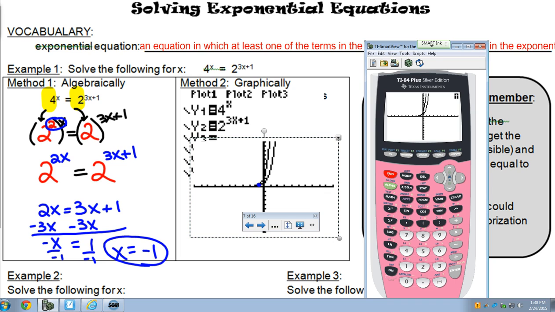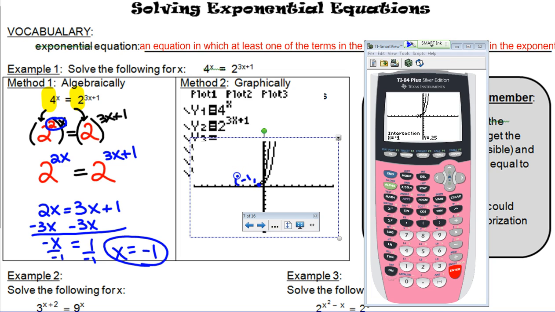You can do intersection by doing second trace on the 84 calculator, number 5 for intersection. And then just put your cursor near the spot. It doesn't even have to be perfect. And you're going to do enter on the 3 questions. And there's your answer, -1, 0.25. The answer is just the x value.